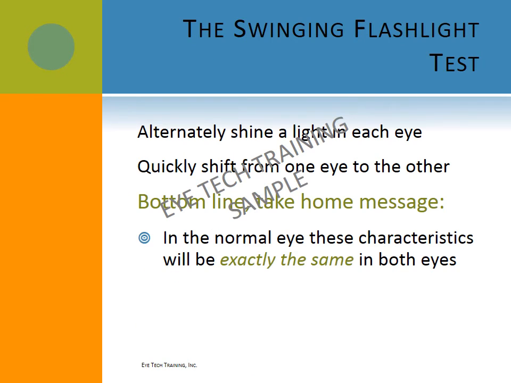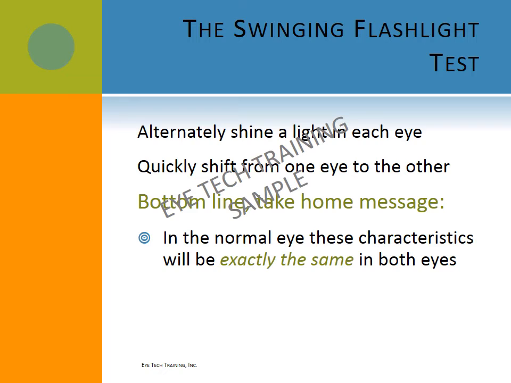When doing the swinging flashlight test, you're going to alternately shine the light in one eye and then the other. Quickly shift from one eye to the other. You should spend 2 to 3 times as long on each eye as it takes you to shift, and you should shift in less than a second. The bottom line take-home message is that if you have a patient with normal pupils, you will see the exact same characteristics in both eyes.